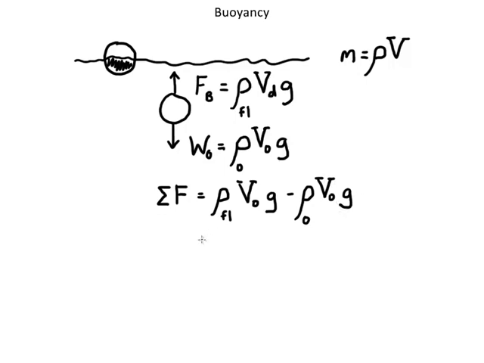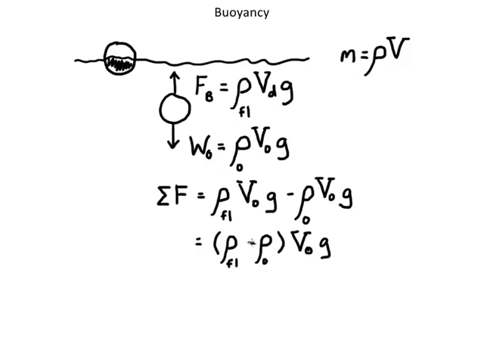I'm going to factor this a little bit further, and I get an expression that says the density of the fluid minus the density of the object, times the volume of the object, times g. If you look at this portion here in the parentheses, if the density of the fluid is greater than the density of the object, then this expression will come out positive, which means our net force would be up, and this thing would float back to the surface.